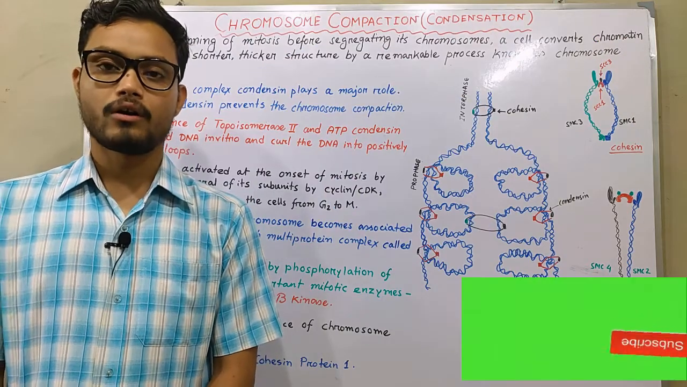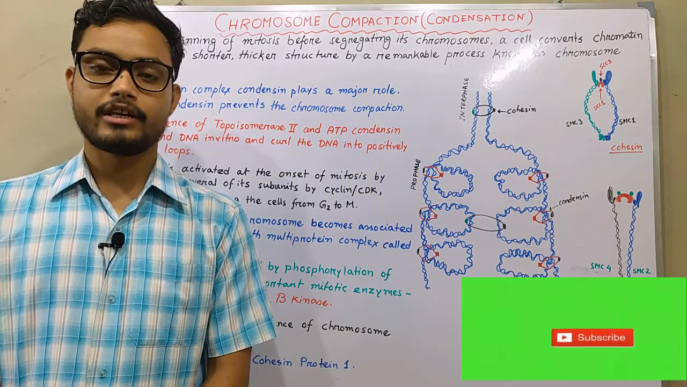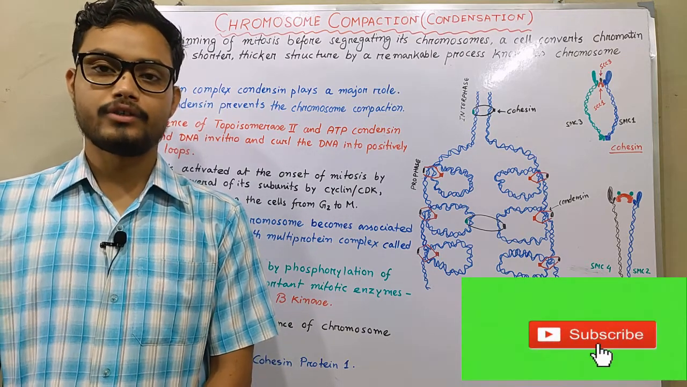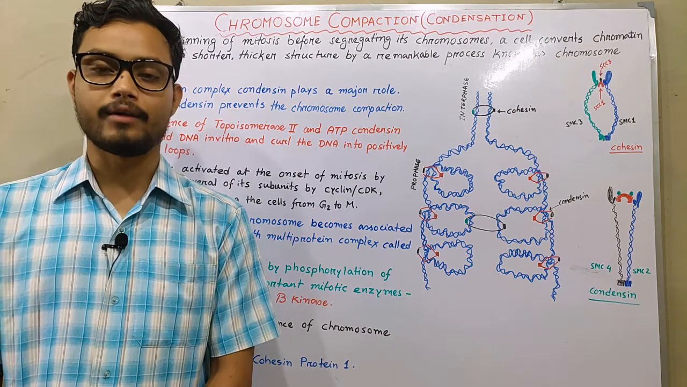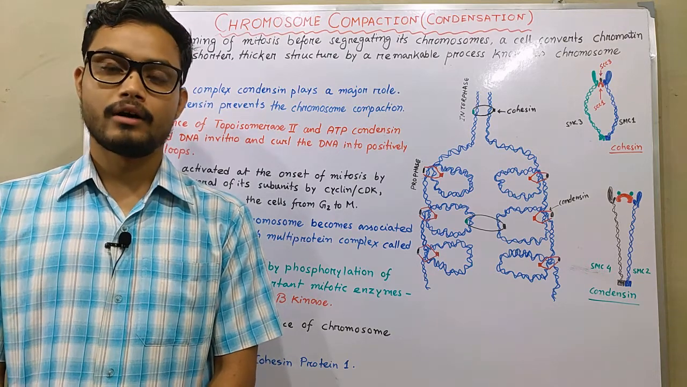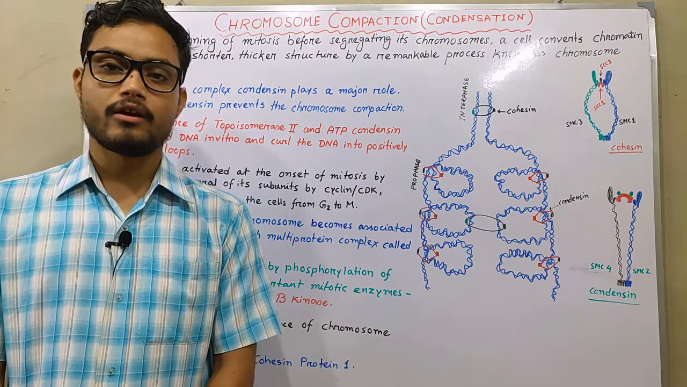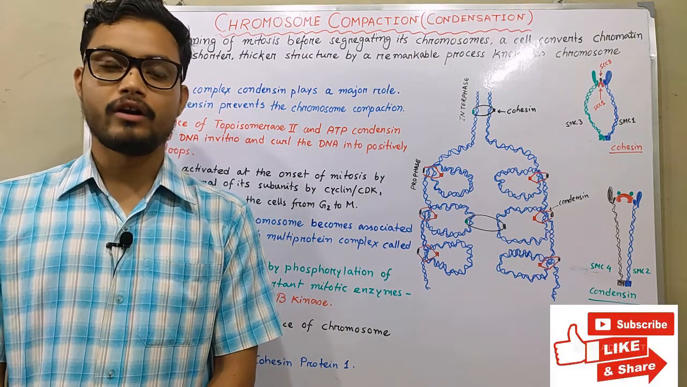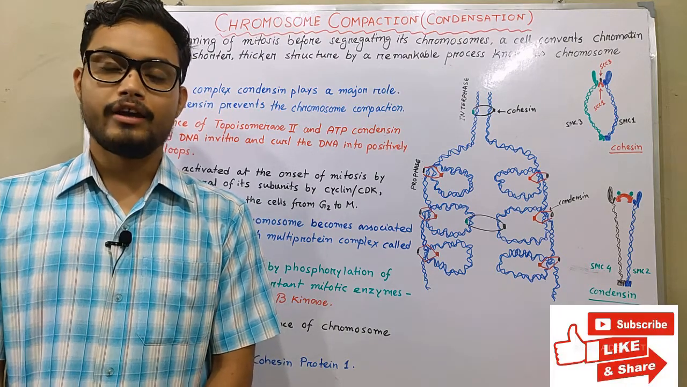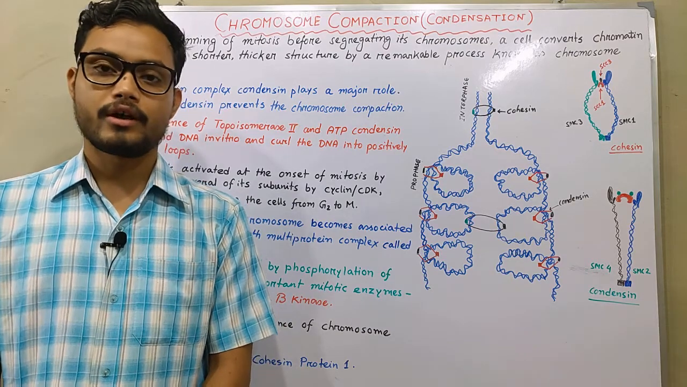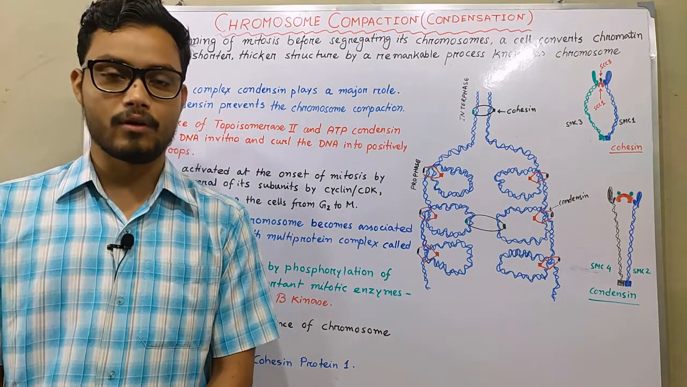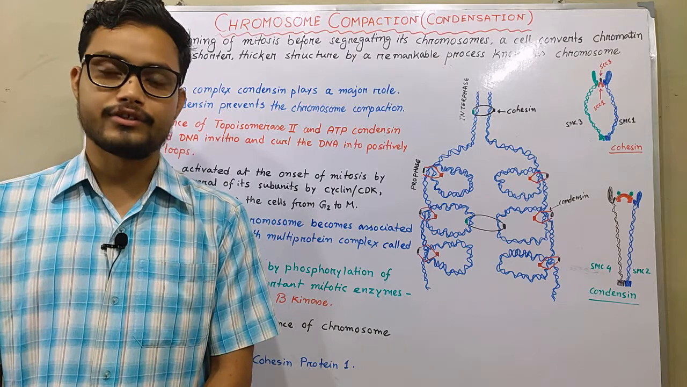Chromosome compaction, or condensation of chromosome, is a remarkable process by which a cell converts its chromatin fiber into a more condensed form, like a chromosome. Chromosome compaction is essential for each and every cell in order to divide. In this process, several multiprotein complexes are involved. One of them is condensin.